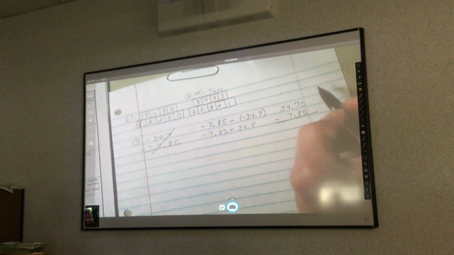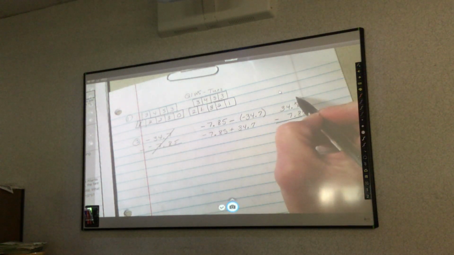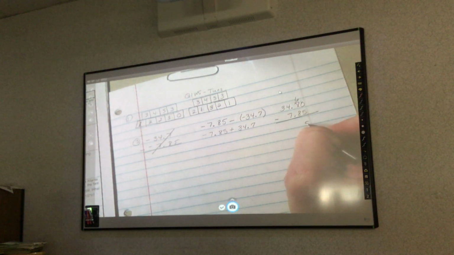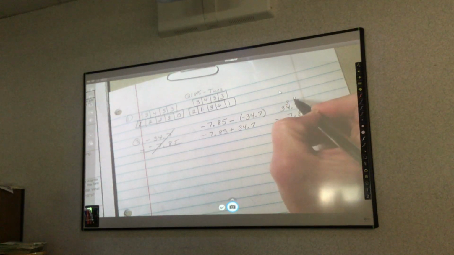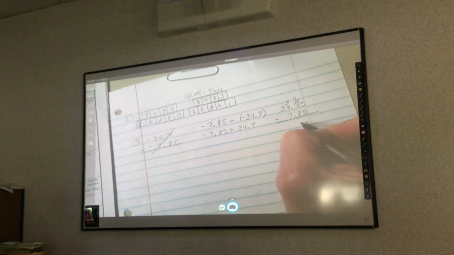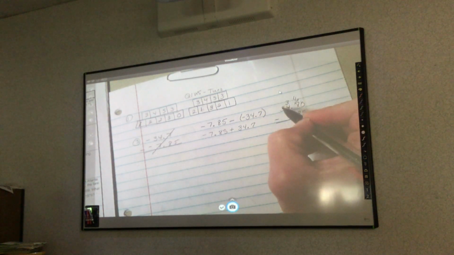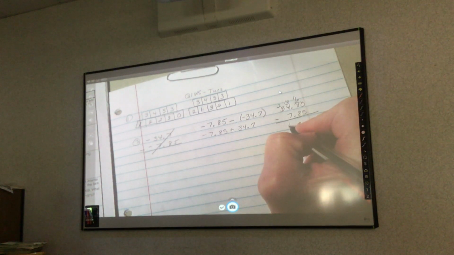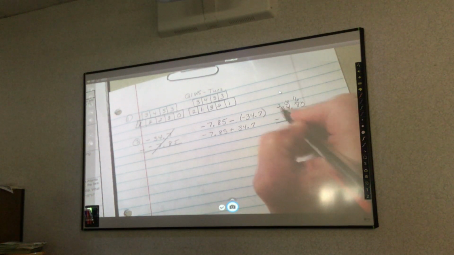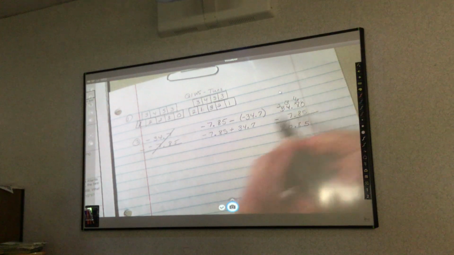Add a 0. 7 becomes a 6. So 10 minus 5 is 5. 6 minus 8 can't do, so the 4 becomes a 3. This becomes a 16. 16 minus 8 is 8. Bring down the decimal. I cannot do 3 minus 7, so this becomes a 2. 13 minus 7 is 6. 2 minus nothing is 2.